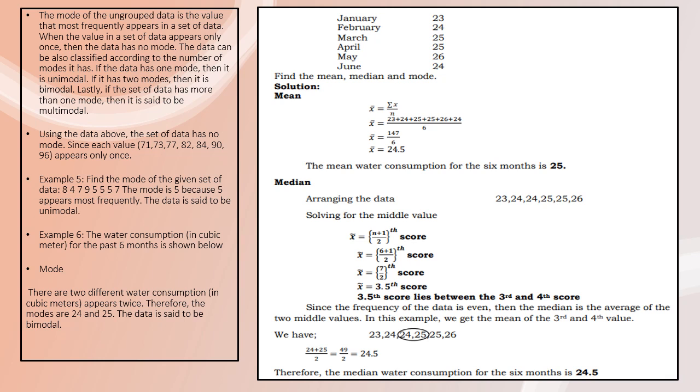For the median, we arrange the data and solve for the middle value. So n plus 1: 6 plus 1 is 7, and 7 divided by 2 is 3.5. From the 3.5, the middle values are 24 and 25. Add the two values and then divide by 2. So the median is 24.5.